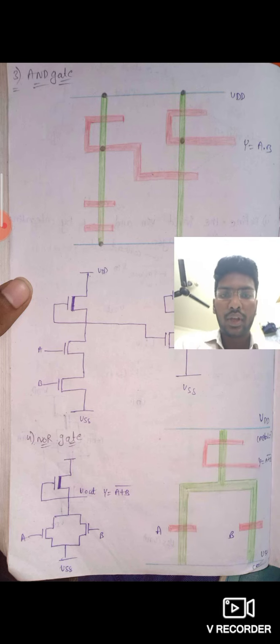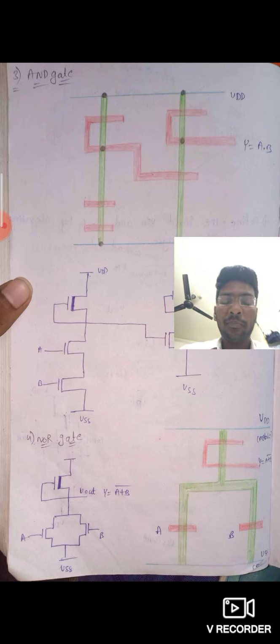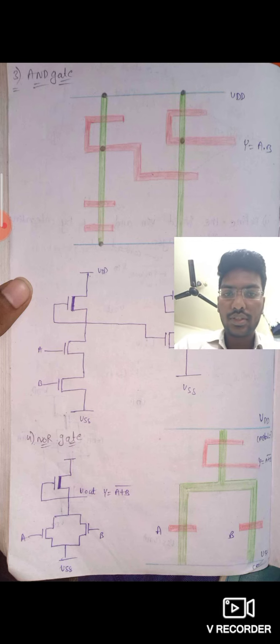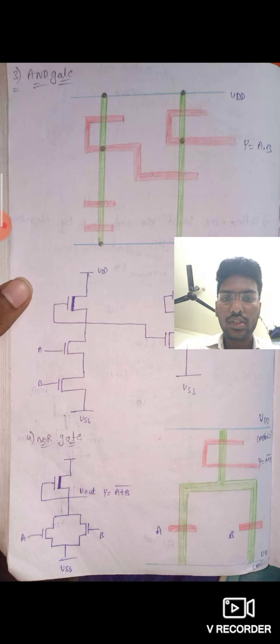we connected the NOT gate, then it becomes an AND gate. Now the OR gate: if any of the input is 1, then the output is 1. If both the inputs are 0, then the output is 0. If one input is 1 and another input is 0, then the output is 1. If both the inputs are 1 also, then the output is 1.